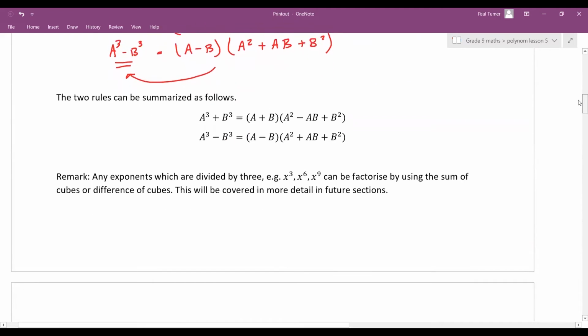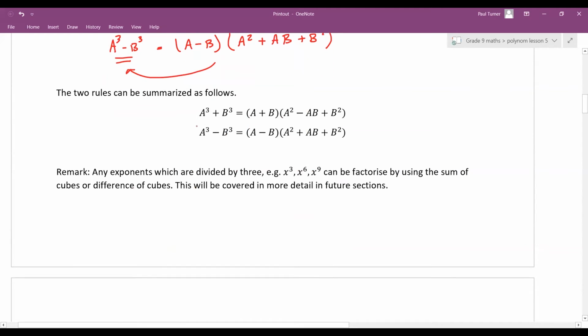But we'll learn more about graphing, especially in grade 10. Now, these are your two rules. This is your sum of cubes. This is your difference. So you're thinking, how am I going to remember this? Well, it's actually pretty easy. If your first expression has plus, this sign will be plus, a plus b. And if it's negative, it will be a minus b. The sign will be the same.